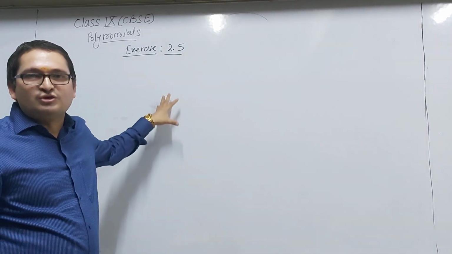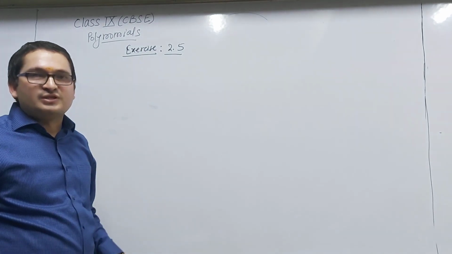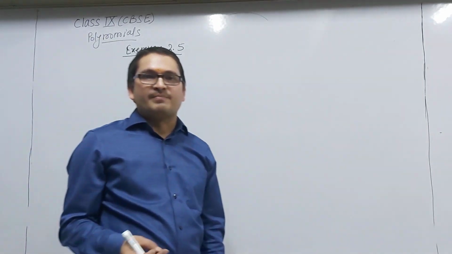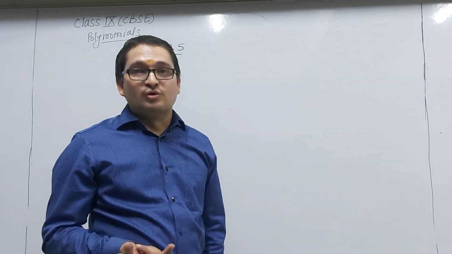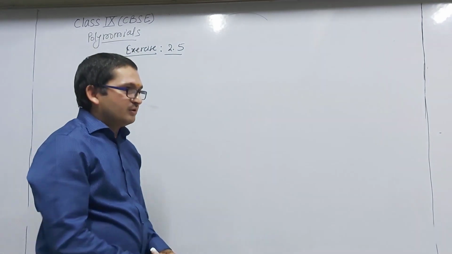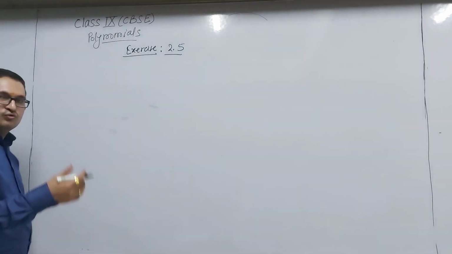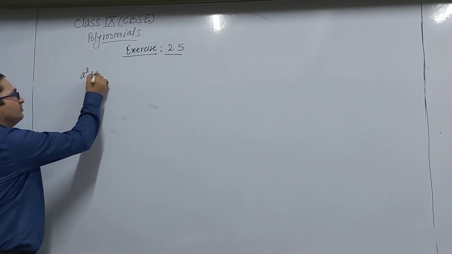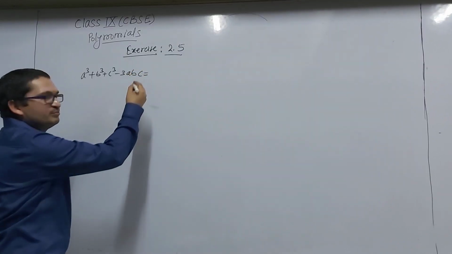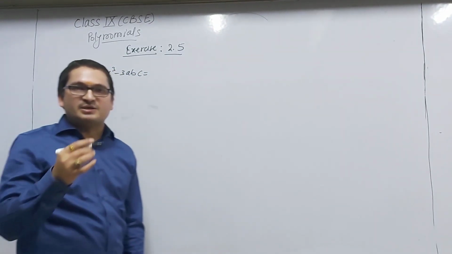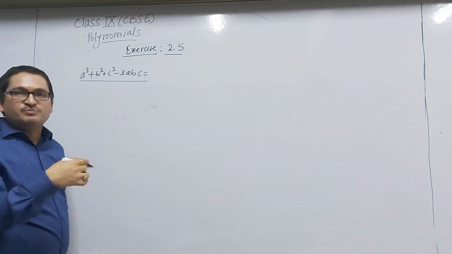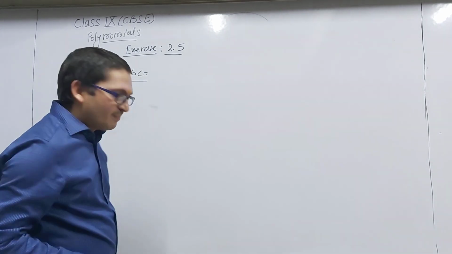This exercise is based on the algebraic identities, which you already did in 8th standard: (a plus b) whole square, (a minus b) whole square, a square minus b square, (a plus b) whole cube, (a minus b) whole cube, (a plus b plus c) whole square, and one more very important identity which you are going to apply: a cube plus b cube plus c cube minus 3abc equals (a plus b plus c) times (a square plus b square plus c square minus ab minus bc minus ca). So if a plus b plus c is equal to 0, then a cube plus b cube plus c cube is equal to 3abc. So we are going to apply these in the first question.